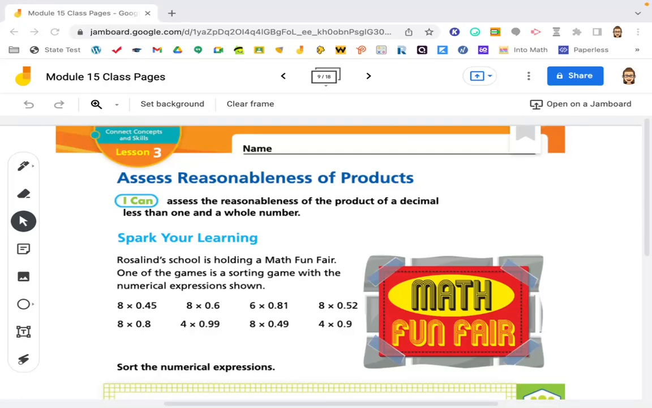Hello, my mathematicians. Today we're looking at module 15, lesson 3, which is all about assessing reasonableness of products. Hopefully by the end of this lesson, you'll be able to assess the reasonableness of the product of a decimal less than 1 and a whole number.